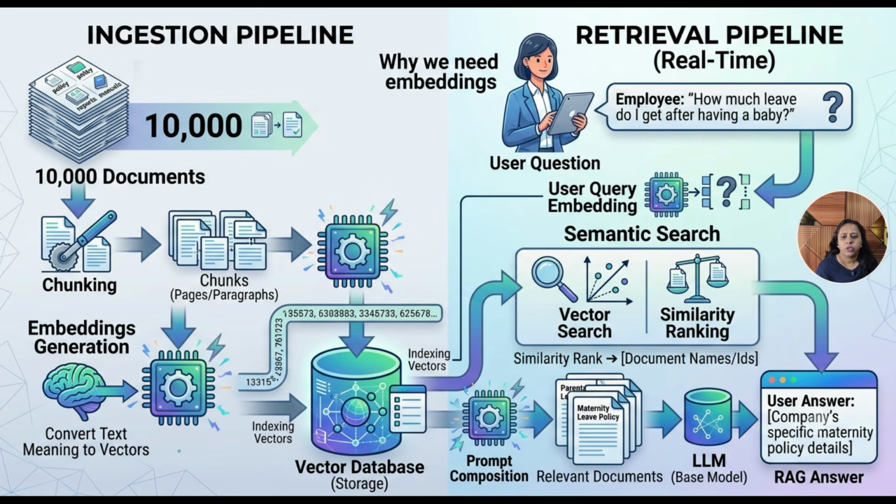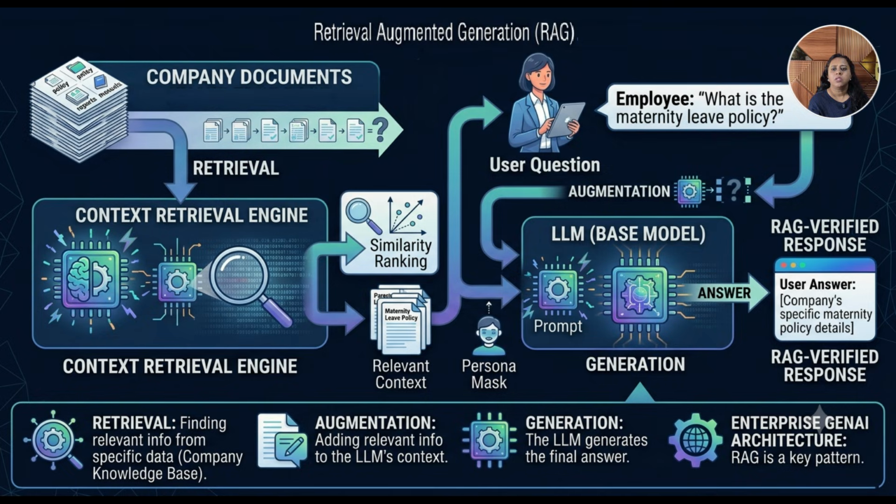So even if the user says, how much leave do I get after having a baby, the system still finds a document called maternity leave policy. This is semantic search. So now we have retrieved company documents. The user is asking a question with relevant context. We will be posting it to the LLM and we get the answer.